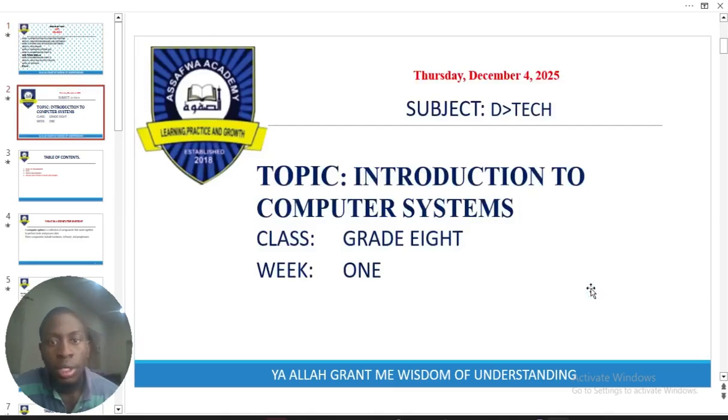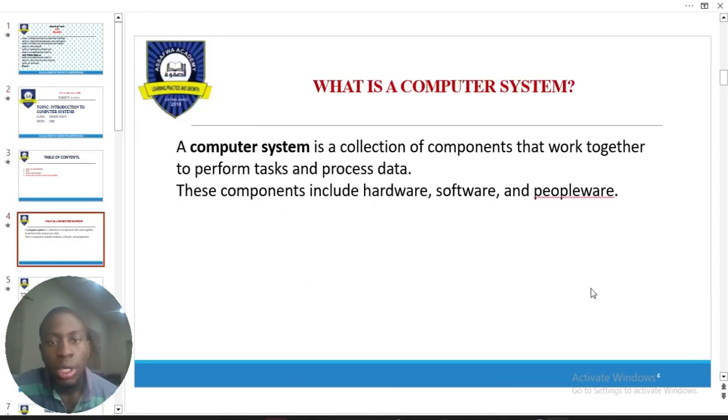All right. So we defined what a computer is, and we said a computer is any device that has the ability to collect data and process it into meaningful information. Or it is a collection of components that work together to perform tasks and process data. Two key points that you should not miss: process data, perform tasks into meaningful information. Is that okay with you?